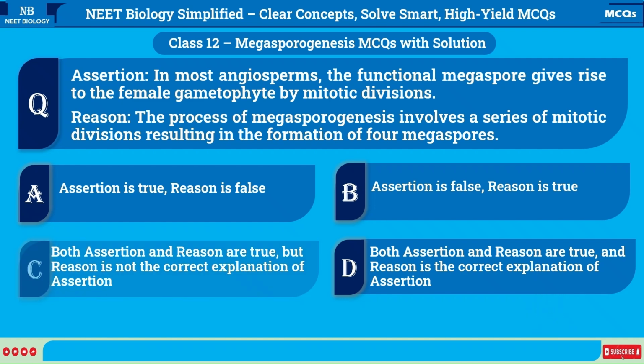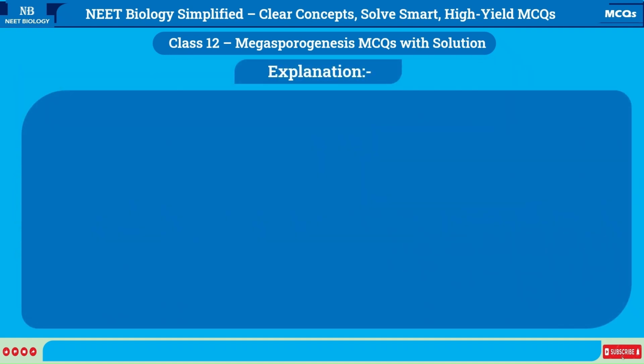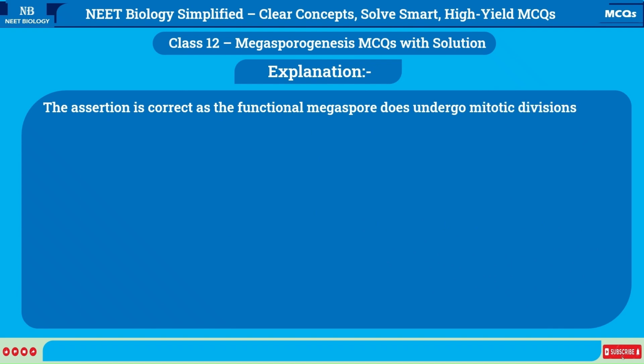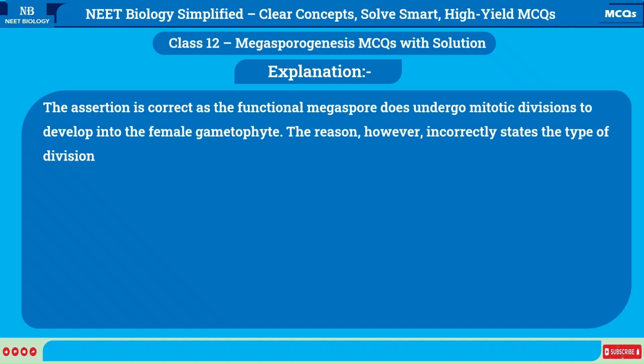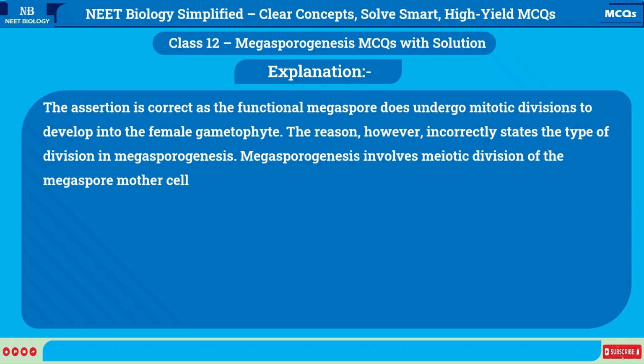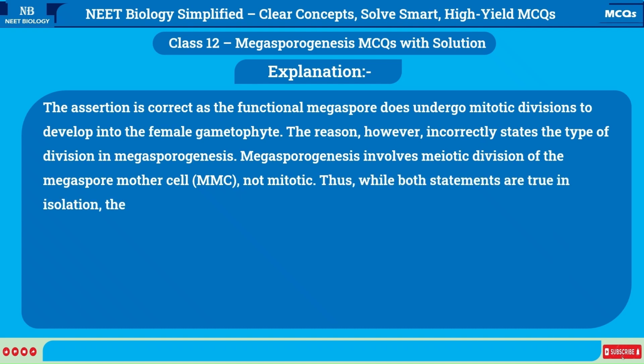Correct answer is C. Both assertion and reason are true, but reason is not the correct explanation of assertion. Explanation: the assertion is correct as the functional megaspore does undergo mitotic divisions to develop into the female gametophyte. The reason, however, incorrectly states the type of division in megasporogenesis. Megasporogenesis involves meiotic division of the megaspore mother cell, MMC, not mitotic. Thus, while both statements are true in isolation, the reason does not explain the assertion correctly.